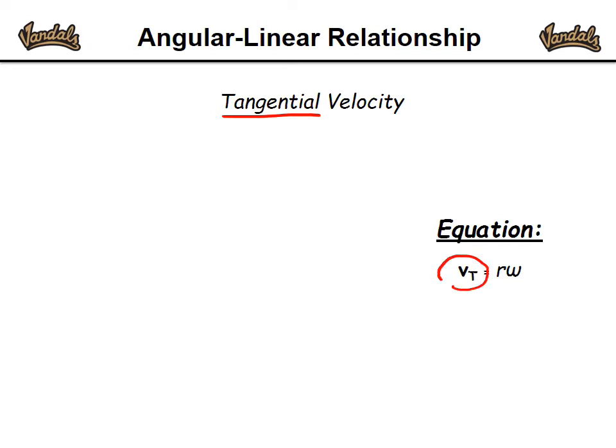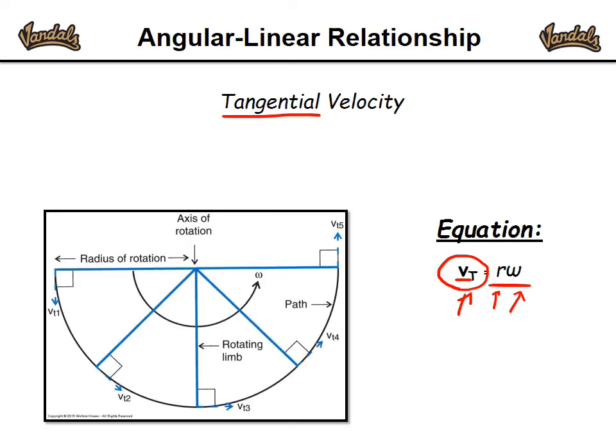With all these equations, you'll see one hand side is non-italicized, okay? And that's the linear component. The other side, which has the italics, is the angular component. So if you look at this, the tangential velocity, which is V sub T, equals the radius times omega, which is angular velocity.